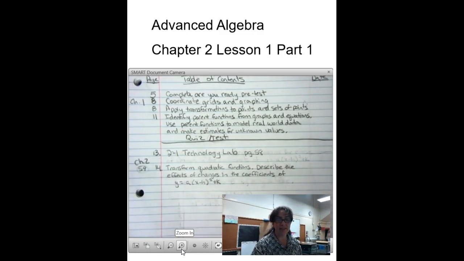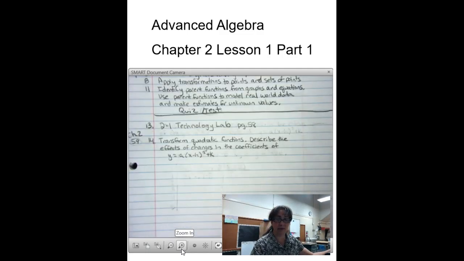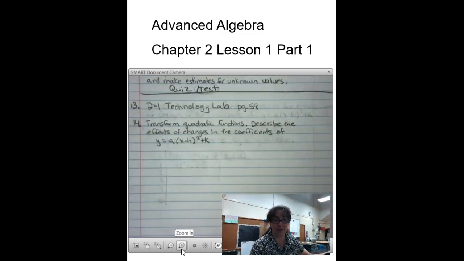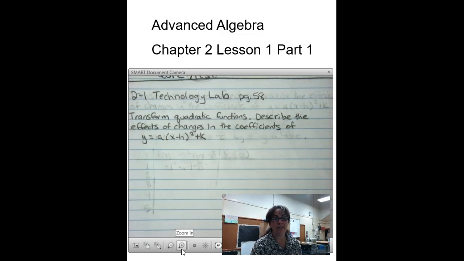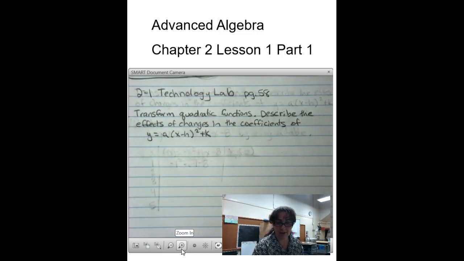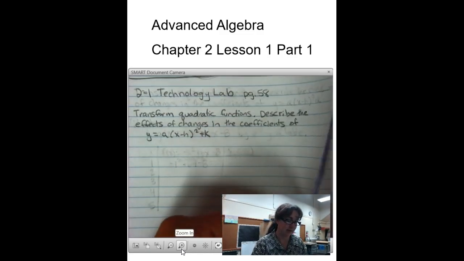Today we're going to transform, and I can zoom in, but also you could turn to page 59 to copy it down. We're going to transform quadratic functions, describe the effects of changes in the coefficients of y equals a(x minus h) squared plus k. And remember that the quadratic looked like a parabola. It was like that U. Okay, so we're going to look at transforming that.